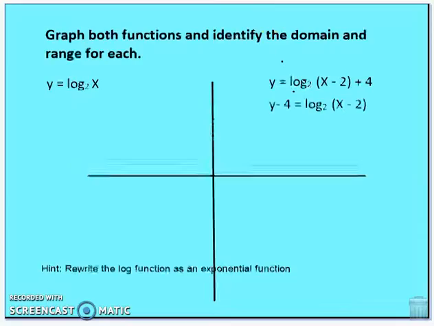So what I'm going to have you do is sketch two functions, y is equal to log base 2 of x, and y is equal to log base 2 of (x minus 2) plus 4. The first thing you need to do when you're graphing these is to rewrite these in exponential form. So that's what I want you to do now. Then once you get them into exponential form, you're going to create a table. I'm going to give you the values in just a moment. So please rewrite these two functions in exponential form.